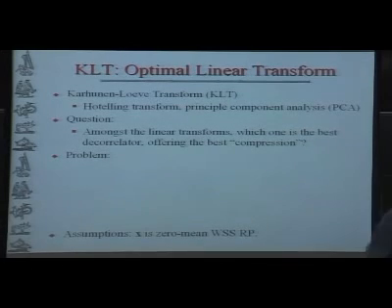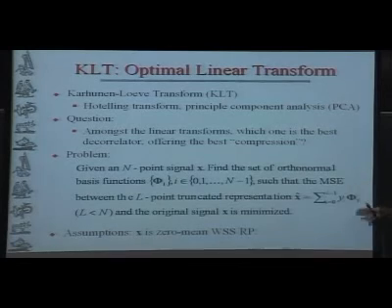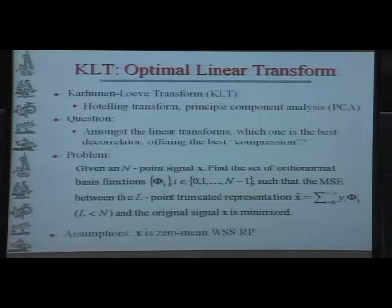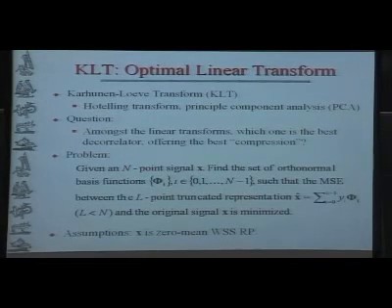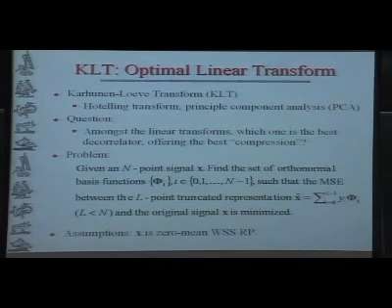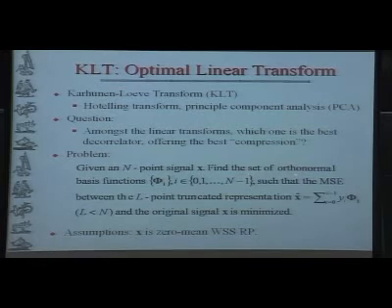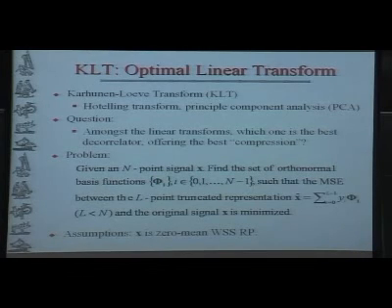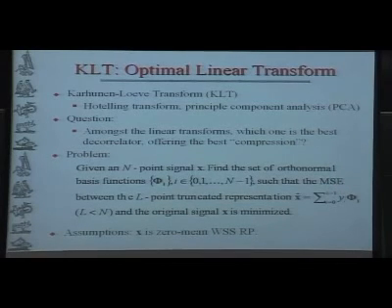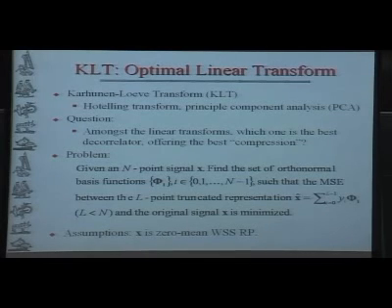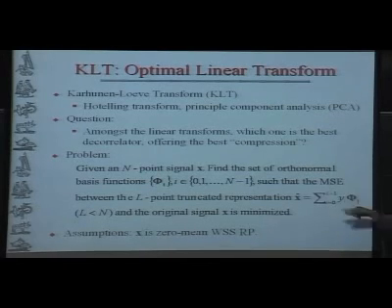So the problem is this. This is a formal problem statement. Start with an N-point signal X, a zero-mean, wide-sense stationary random process. That's the only way we know how to model our signals. Given that N-point signal X, find the set of orthonormal basis functions phi such that the mean square error between X and the L-point truncated representation is minimized. That means you only keep L coefficients and you throw away the rest.